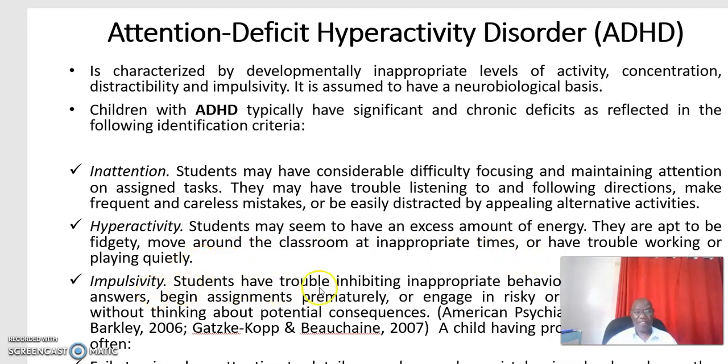Number 3, impulsivity. Students have trouble inhibiting inappropriate behaviors. They may blurt out answers, begin assignments prematurely, or engage in risky or destructive behaviors without thinking about potential consequences.